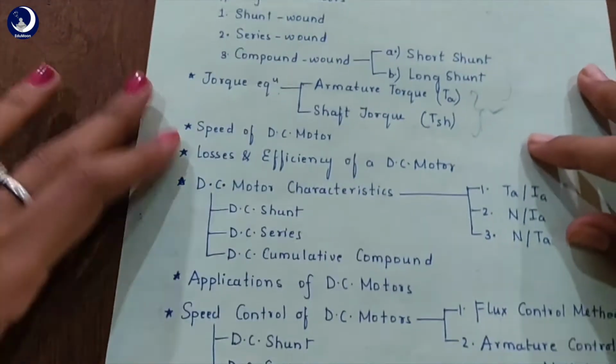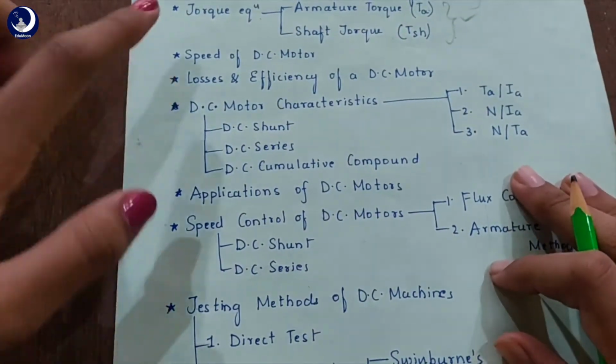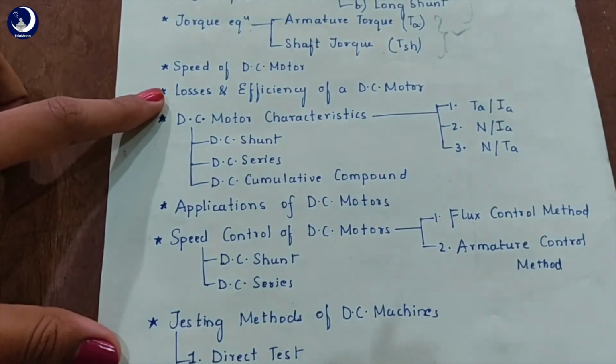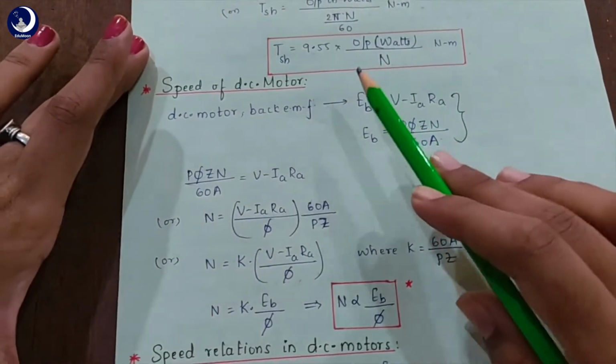So in this lecture, we are going to discuss the speed of a DC motor and the losses and efficiency of a DC motor. Now let's get started. So, speed of DC motor.